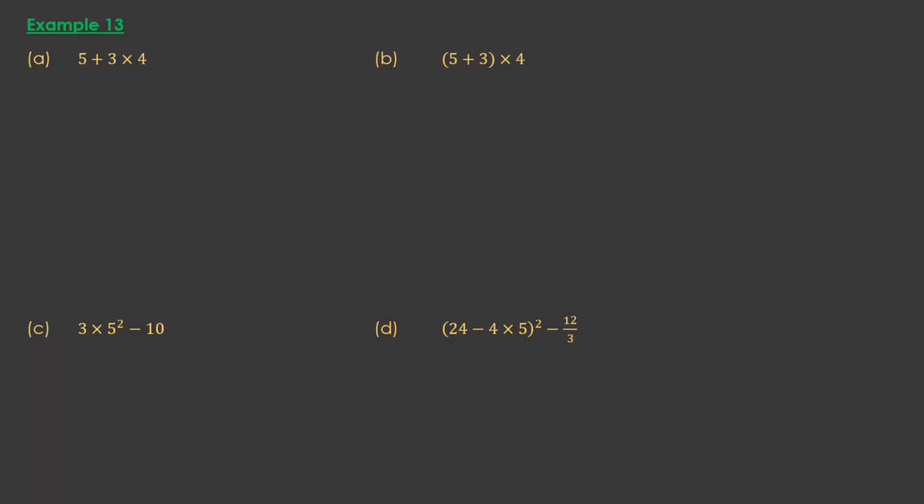So we're going to work out these examples and we're going to remember BIMDAS. So if we look at this first one, there's no brackets or indices. We've got a multiplication and we've got an addition. The multiplication has to be done first.